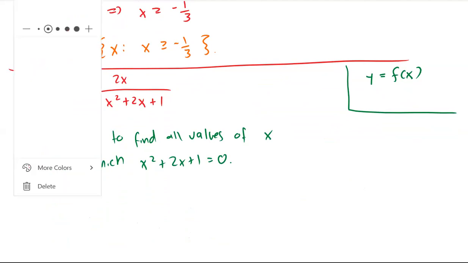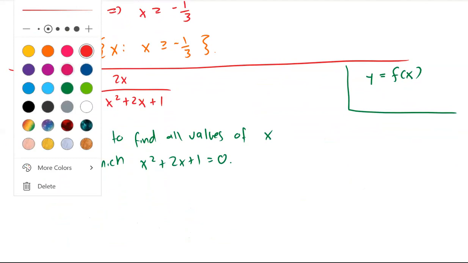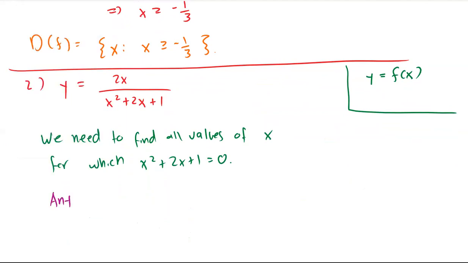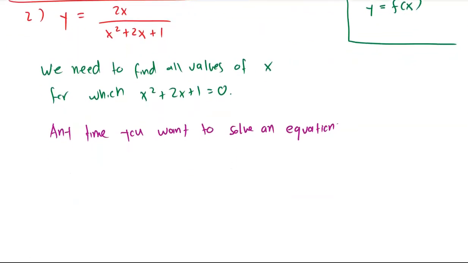However, anytime you're given an expression like this, and this I will write down, or anytime you want to solve an equation, and remember, solve just means find the values of x for which this equation is true. So solve an equation of the form ax squared plus bx plus c equals 0, where a, b, and c are real numbers. What x values make this equation true?